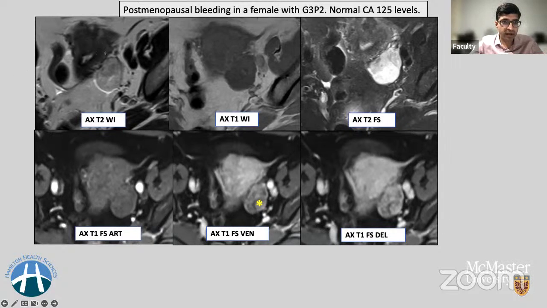So you have this axial T2 weighted image. You see this T2 hyperintense lesion, which is solid in the left adnexa. Remember, this is not a T2 dark component, correct? So you have to look at its enhancement.